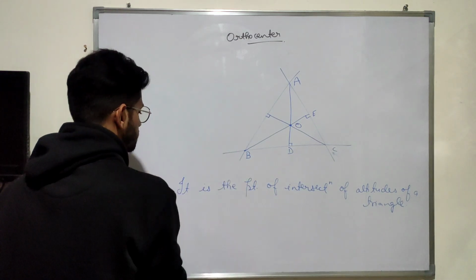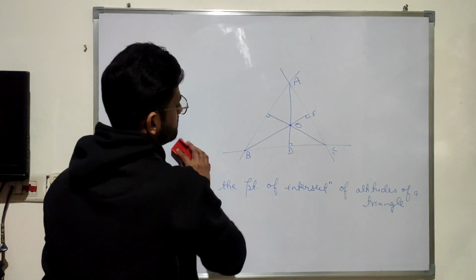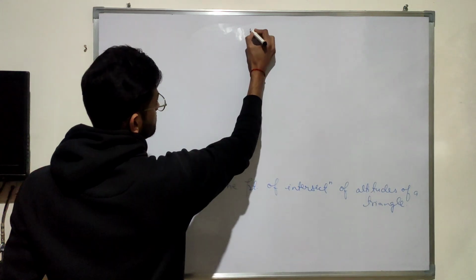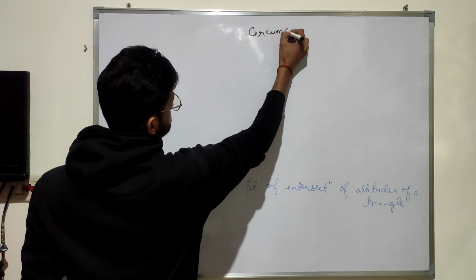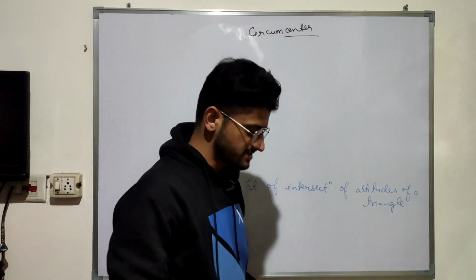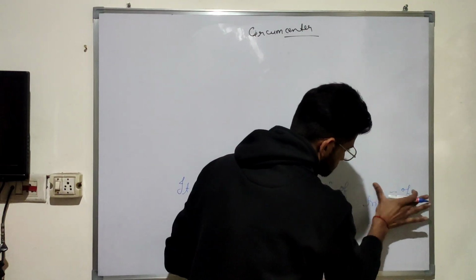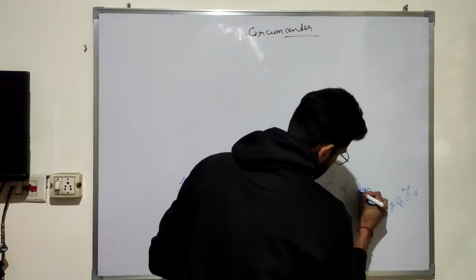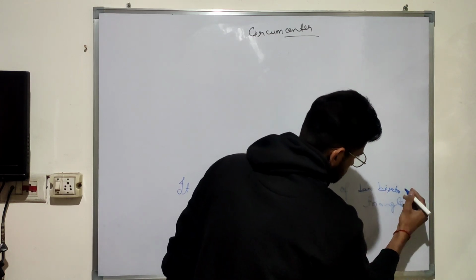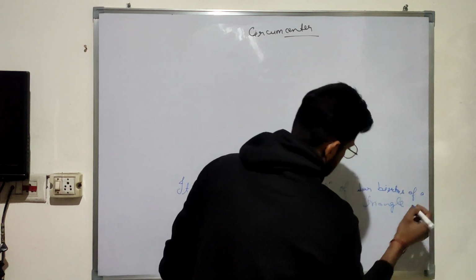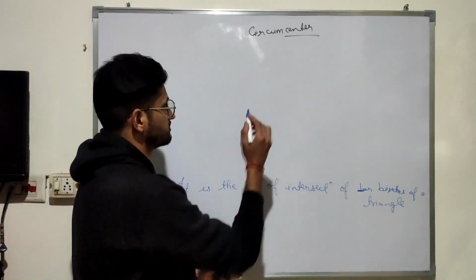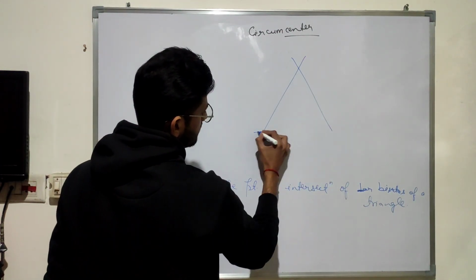Similarly, we will discuss the circumcenter also. So for circumcenter, let me change the topic. The circumcenter is the point of intersection of perpendicular bisectors of a triangle. So we will remove the word altitudes and write perpendicular bisectors of a triangle. So this is perpendicular bisectors. What does this signify? We will see here. Let's say we have a triangle ABC.